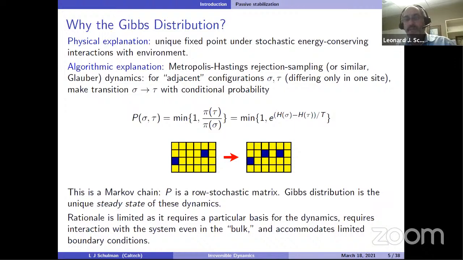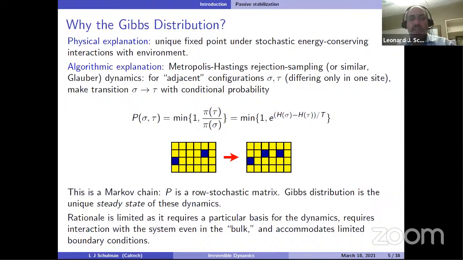Okay, and that's the beauty of it, and that's why this algorithm has been in use for, I don't know, 3/4 of a century now or so. Okay, so you can decide with what probability to switch from the configuration on the left to the configuration on the right without difficulty. Okay, so this p sigma tau that I've defined in this equation is a row stochastic matrix. It's a Markov chain, and the Gibbs state is the unique steady state of these dynamics.